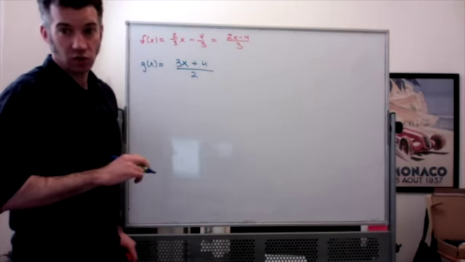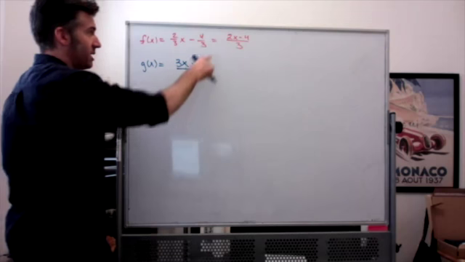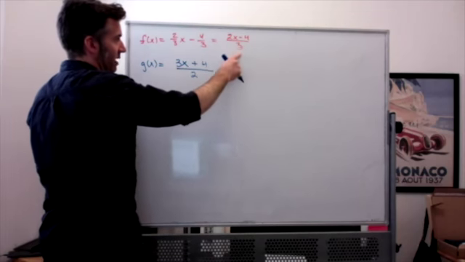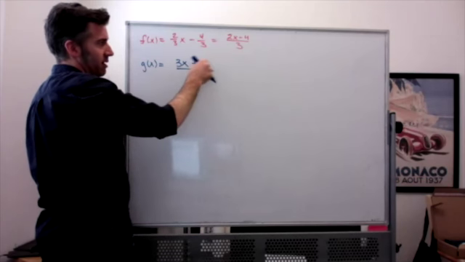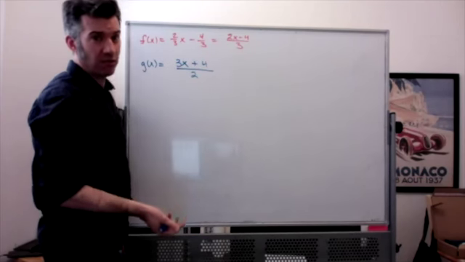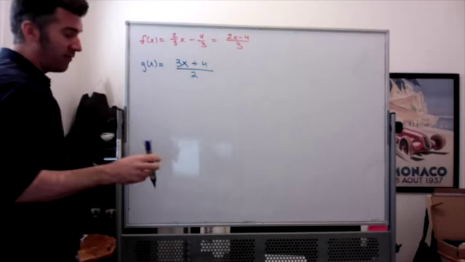These functions should be inverses of each other. This one takes x, multiplies by 2, subtracts 4, divides by 3. This one takes that result, multiplies by 3, then adds 4, then divides by 2. They are inverses. Let's graph them.